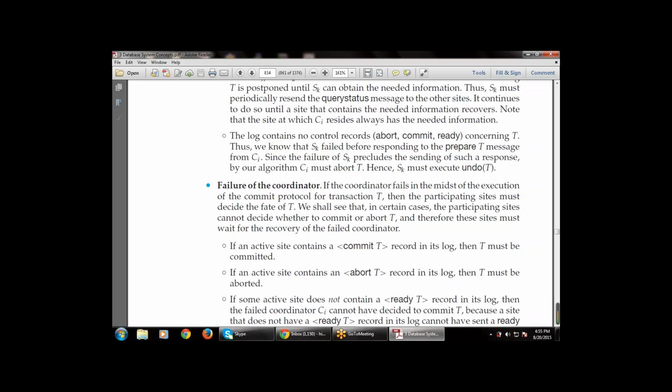Therefore these sites must wait for the recovery of the failed coordinator, or for a new coordinator to come. Only then can they execute the transaction, following either the commit protocol or the abort protocol.